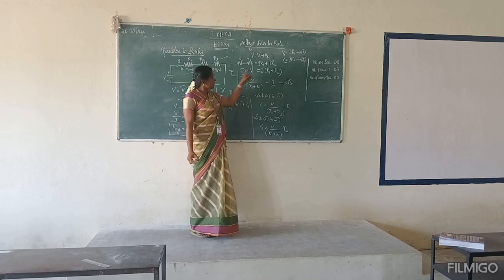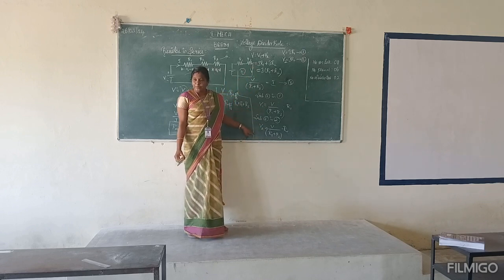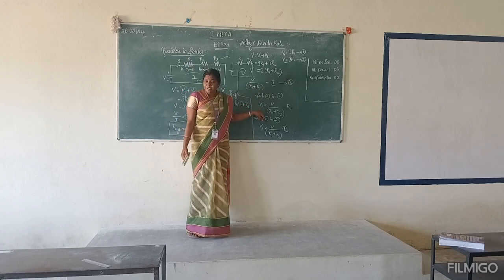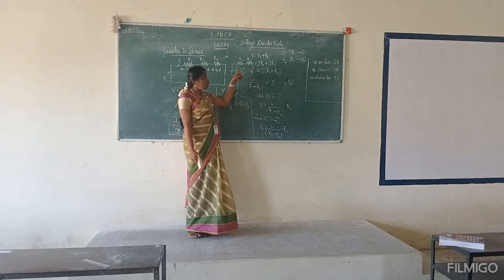Only if I have two resistances, I can proceed with this and find out the values of V1 and V2. So voltage divided, I can find using this equation. What can I find? What amount of voltage is divided in the first resistor, and what amount of voltage is divided in the second resistor.